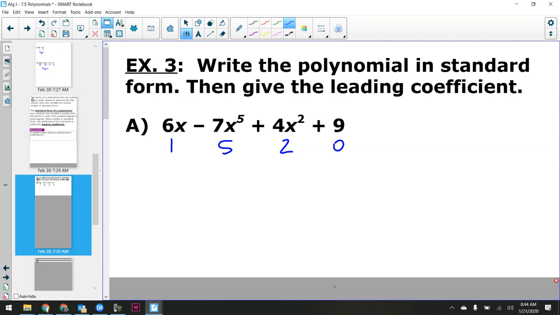What's my biggest degree here? The 5. So this term is going to go first. The whole thing is going to go first. Negative 7x to the 5th.